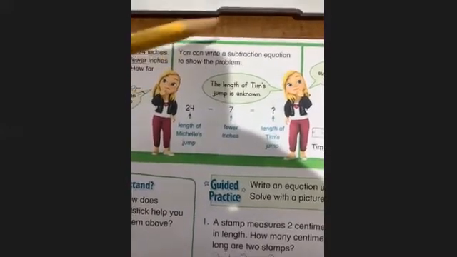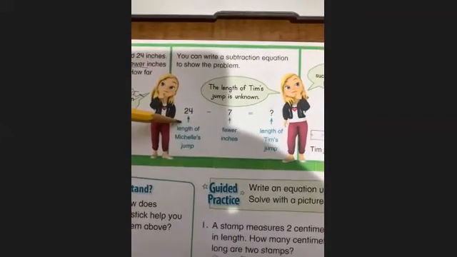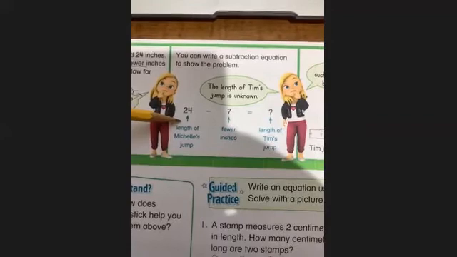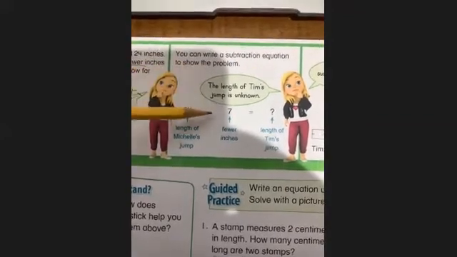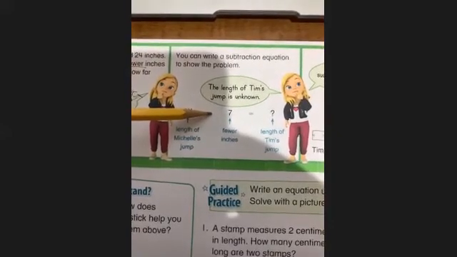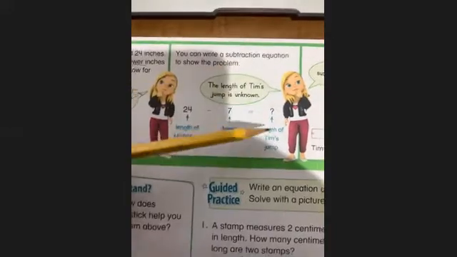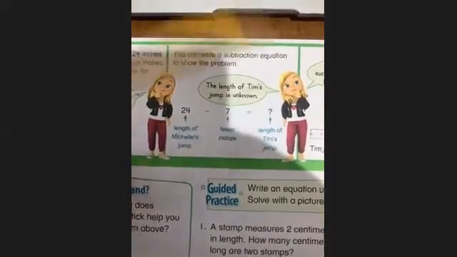So we decided that this is a subtraction problem. So we're going to take 24, which is the length of Michelle's jump, minus 7, because that's fewer inches that Tim jumped. And that will help us solve how far Tim jumped.